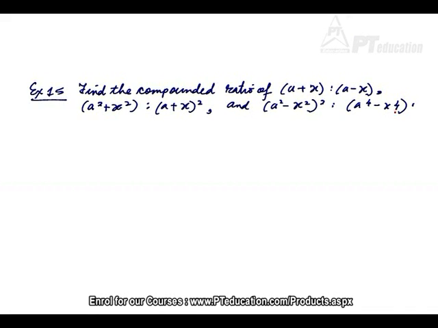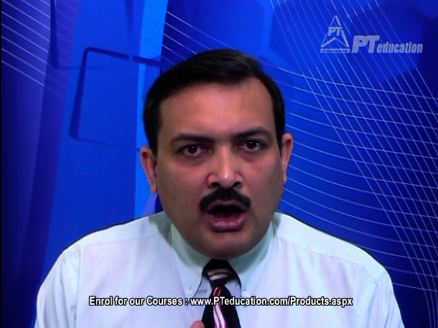Example 15. Find the compounded ratio of (a+x) is to (a-x), comma, (a²+x²) is to (a+x)², comma, and (a²-x²)² is to a⁴-x⁴. Now this is an interesting example as it will help you understand how these expressions can be simplified. Here is the solution.